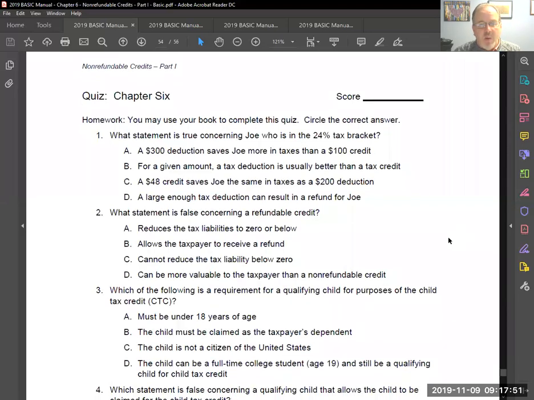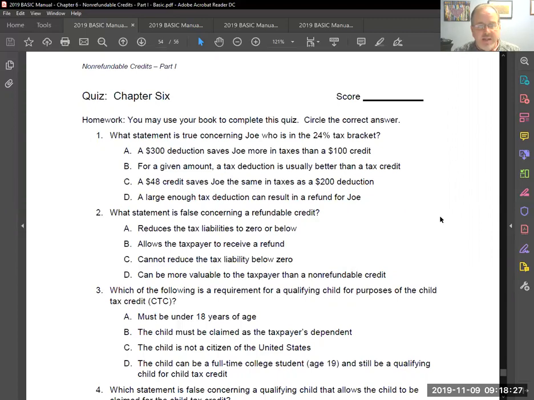Okay. What statement is false concerning a refundable credit? A refundable credit reduces the tax liability to 0 or below. That's true. It allows a taxpayer to receive a refund. That's true, especially with the earned income credit, the additional child tax credit, and the American Opportunity Credit. Their refundable portions keep going on even if those credits wipe out our tax bill, and they can give us a refund. In the case of the earned income credit, sometimes that can be a pretty sizable refund.